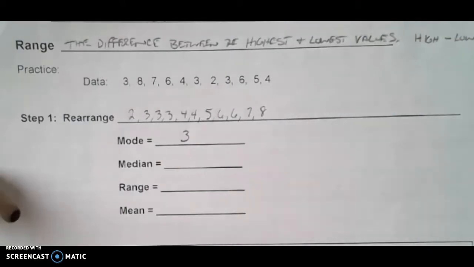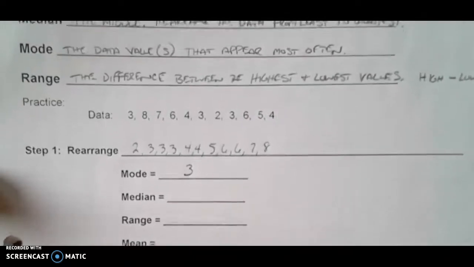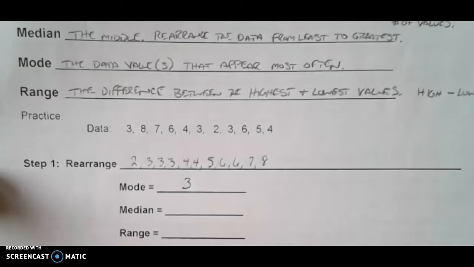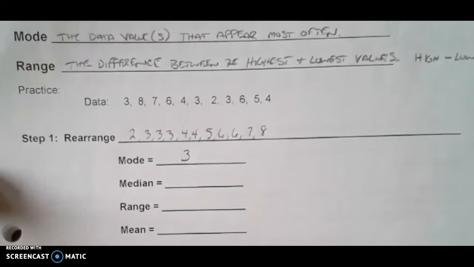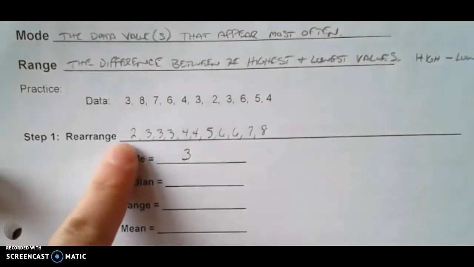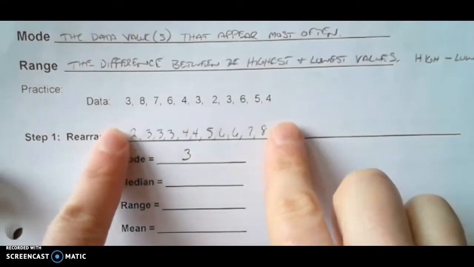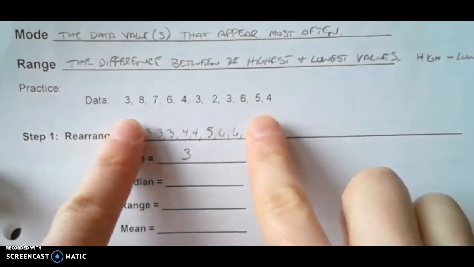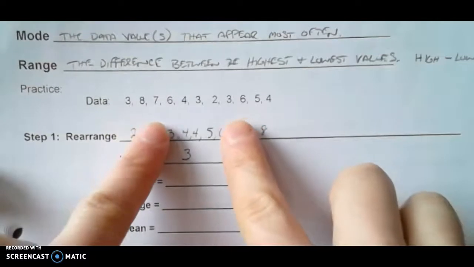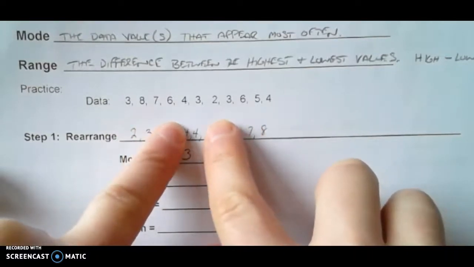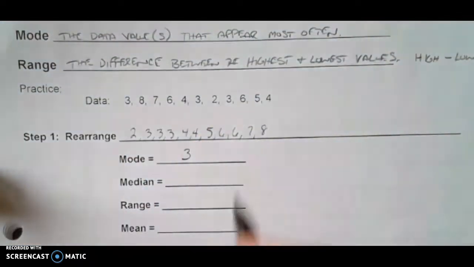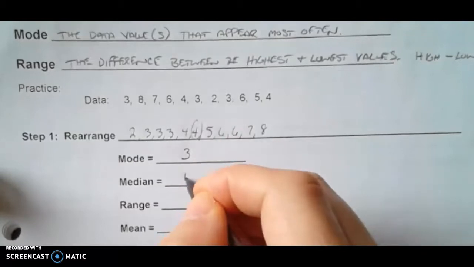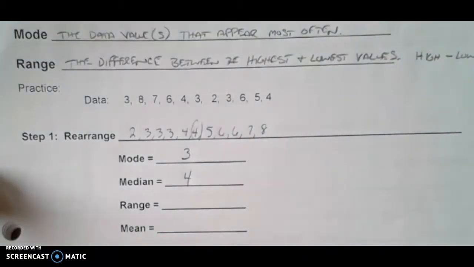Next thing I'm going to do is calculate the median. The median, remember, is the middle of the data. We've already got our data in order from least to greatest. Let's go ahead and find the middle. What I like to do is put a finger on the first and the last, and then I cover them up until I get to what the middle value is going to be. I can see right there that my middle value is going to be that second 4 in the list. So this one right here, 4, is the median.